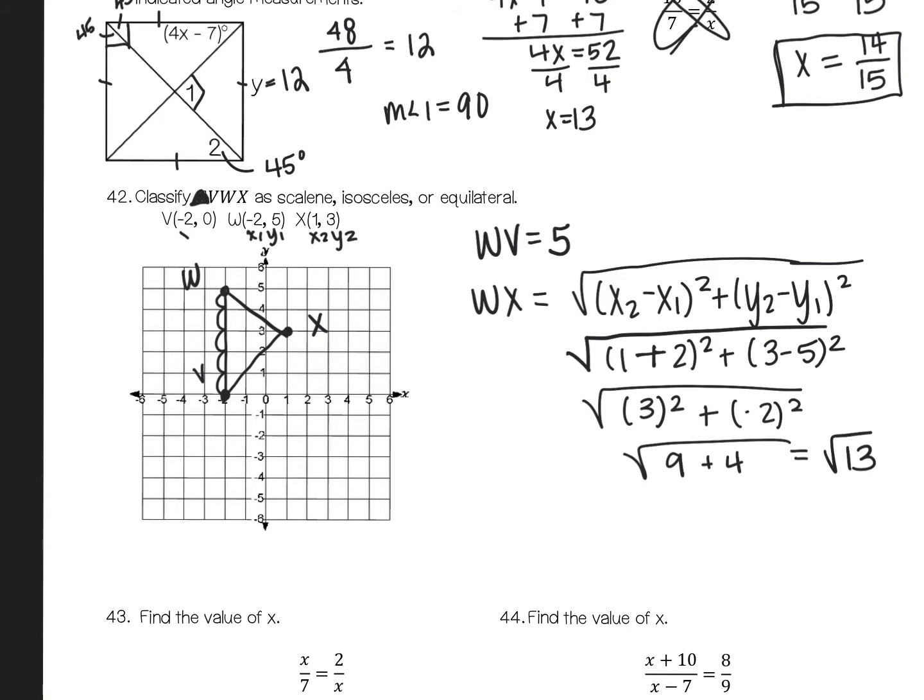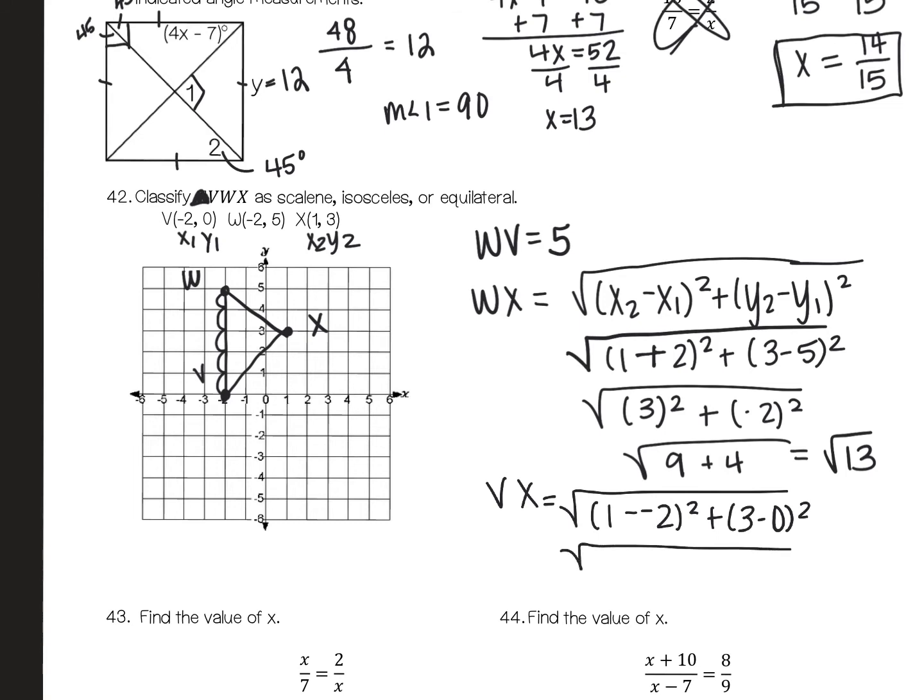Then I am going to do my last side. So I'm going to relabel my points. I'm doing VX. So I'm going to label V as x1, y1, and X as x2, y2. And I'm going to fill in my distance formula, which would look like 1 minus negative 2 squared plus 3 minus 0 squared. This would become addition, so that'd be 3 squared plus 3 squared, which would be 9 and 9, which is square root of 18. If I look at my 3 side lengths, none of them match, and that makes this a scalene triangle.